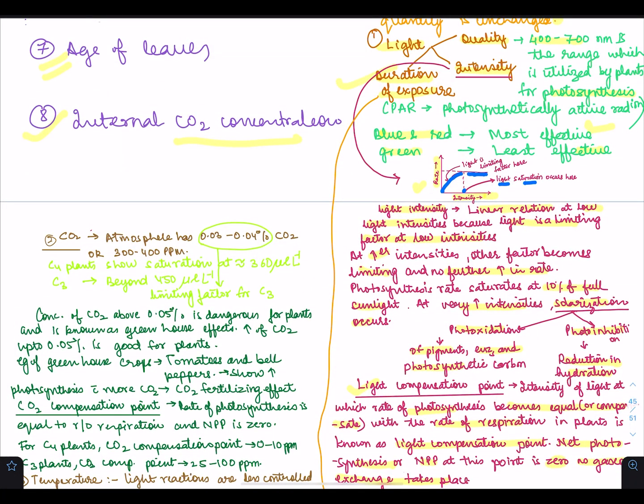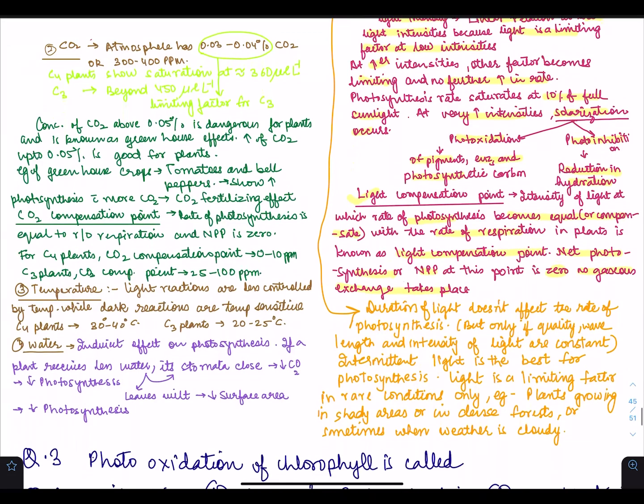Now coming to the duration of exposure of light. Duration of light doesn't affect the rate of photosynthesis actually. It won't affect given that the quality, wavelength and intensity of light are constant. And intermittent light is the best for photosynthesis. Light is a limiting factor in rare conditions.